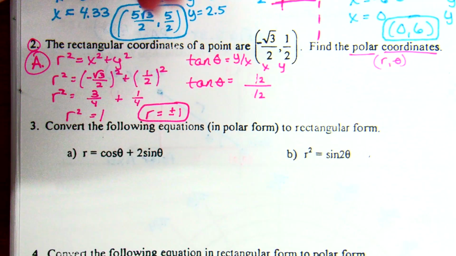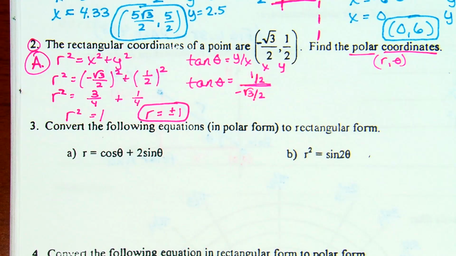So y over x would be 1/2 over negative square root of 3 over 2. I would have figured out here in a moment that it wasn't quite right, but okay, thank you. Y over x. Don't mess up the basics. Now, let's clean that mess up. 1 over 2 divided by negative square root of 3 over 2.